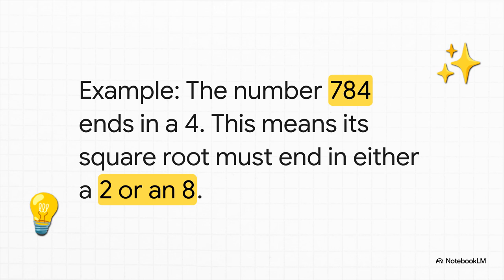So let's take the number 784. It ends in a 4. We just look at our table, and that means its square root must end in either a 2 or an 8. This instantly narrows down our options and makes finding the root so much faster. And the answer, by the way, is 28.